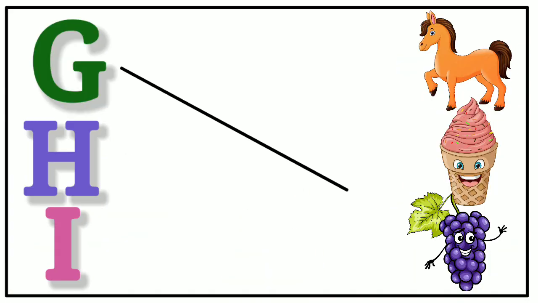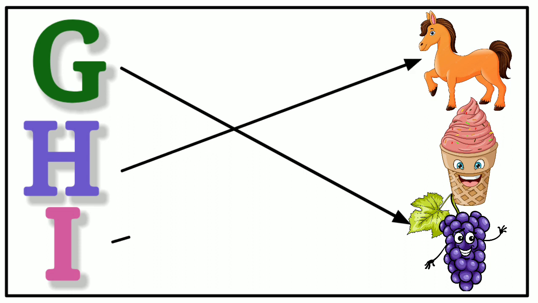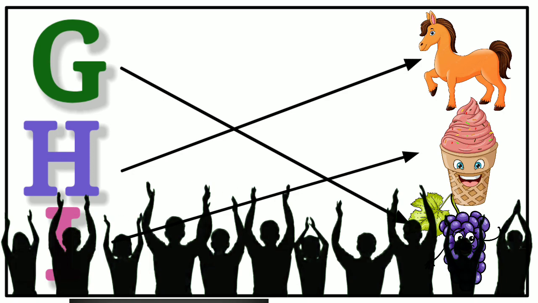G for grapes. H for horse. I for ice cream.